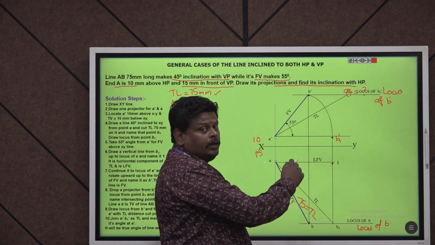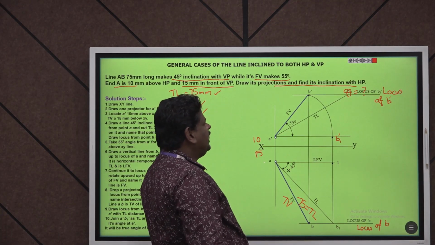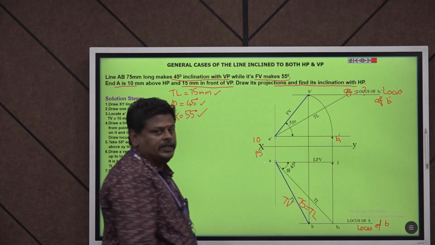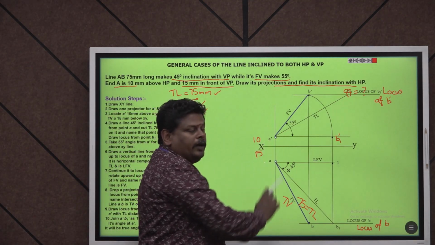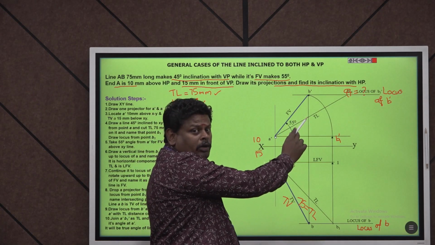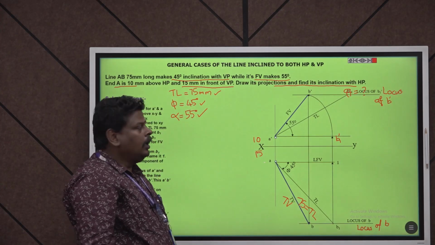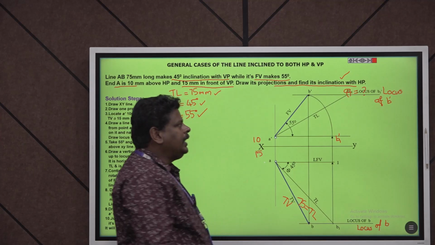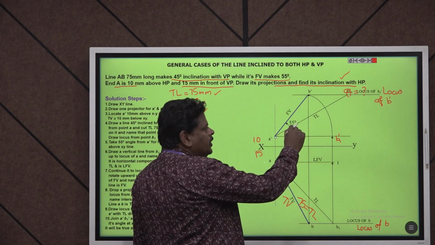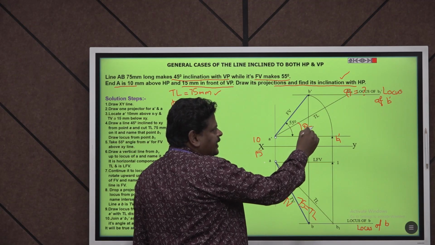What we are asked to complete in this problem is all the projections which we have already done. We have drawn the true top view, we have drawn the front view, we have drawn the true length in the front view, we have drawn the true length in the top view. Okay. They have asked us to calculate the inclination with HP. So, this angle theta needs to be measured. Kindly measure this angle theta. What is this angle theta?